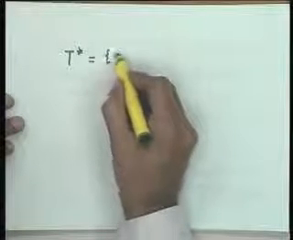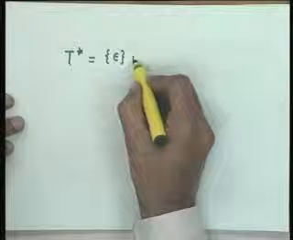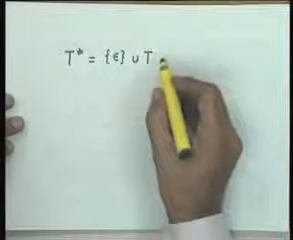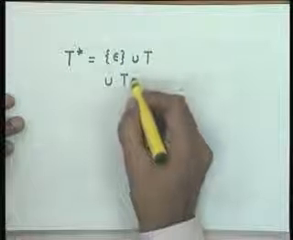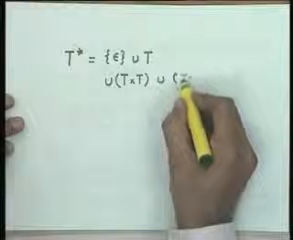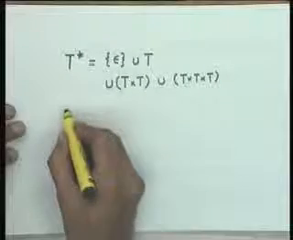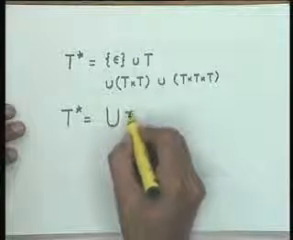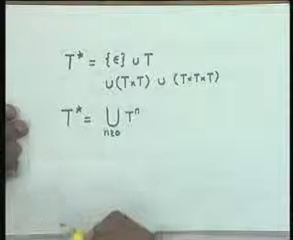In particular, I can look upon T star as consisting of the empty string, the set of all strings of length 1, which is the set T itself, the set of all strings of length 2, which is like T cross T, the set of all strings of length 3, and so on and so forth. So T star is really the set which is obtained as a union of Cartesian products T to the n, where n is greater than or equal to 0.